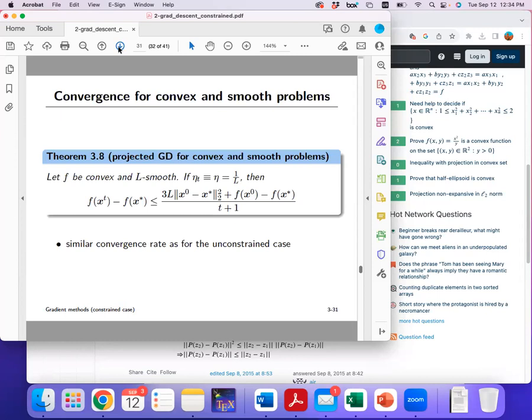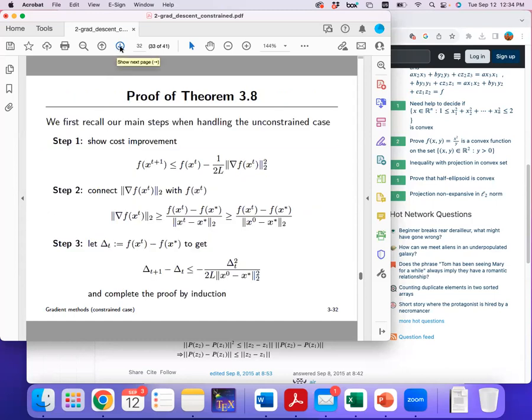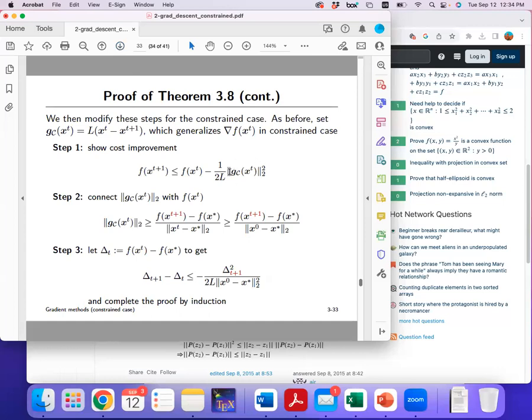And then last time we talked about the convergence rate of projected gradient descent for solving convex and smooth constrained problems. The convergence analysis is a direct generalization of the analysis in the unconstrained case, where we basically replace all the gradients by the so-called generalized gradient.